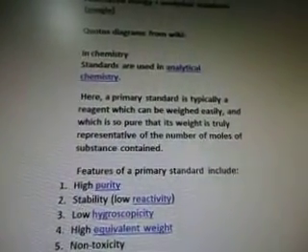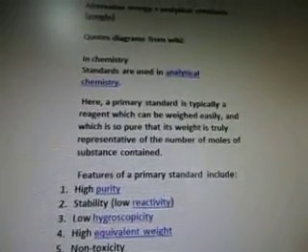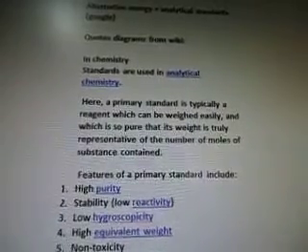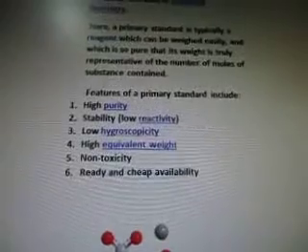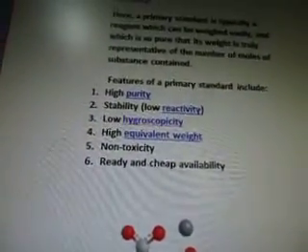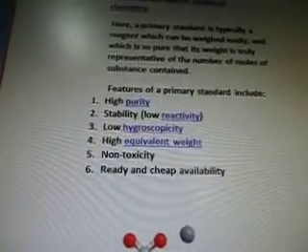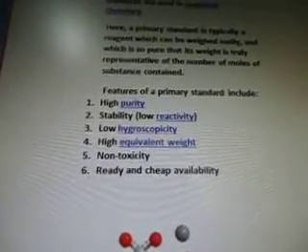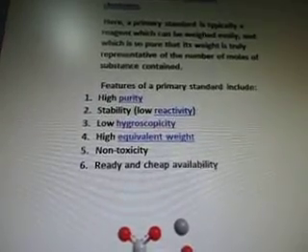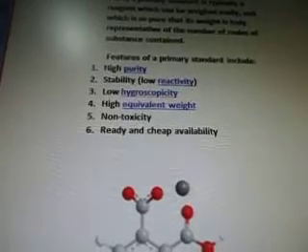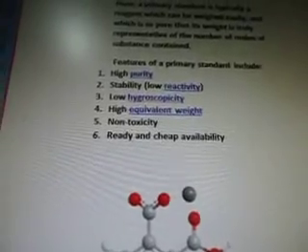Here, a primary standard is typically a reagent, which can be weighed easily and which is so pure that its weight is truly representative of the number of moles of substance contained. Features of a primary standard include high purity, stability, low reactivity, low hygroscopicity, high equivalent weight, non-toxicity, and ready and cheap availability.